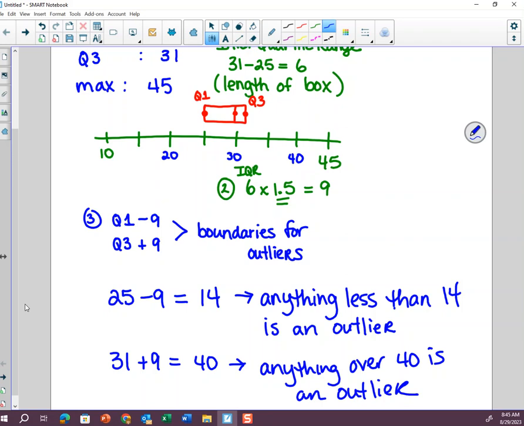25 minus 9 is, yes, it is 16. Very good. Thank you. Sorry about that. I'd like to pretend that I make mistakes on purpose, but I don't. I just make them. Okay. So 25 minus 9 is 16. So anything less than 16 is an outlier.